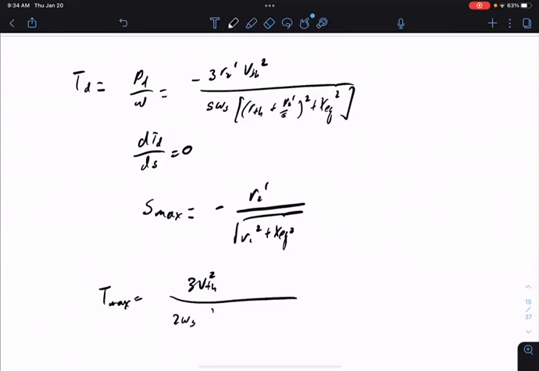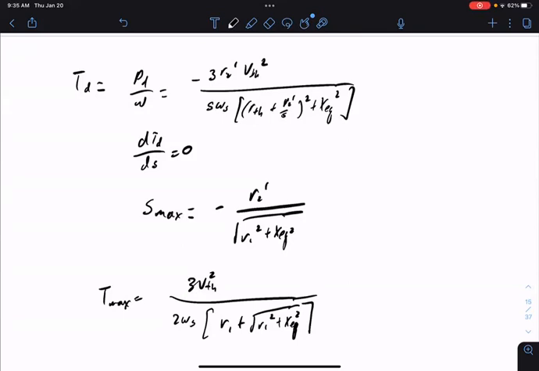2 omega S, R1 plus 1 squared plus X equivalent. Okay, so that's just what the equation comes out to be, right? So if you do a Thevenin equivalent reduction, then this is the maximum torque you can get out of the system, okay? And this maximum torque depends on the voltage, depends on the R1 parameter, the X equivalent parameter. Okay? So why doesn't my maximum torque depend on R2 prime?